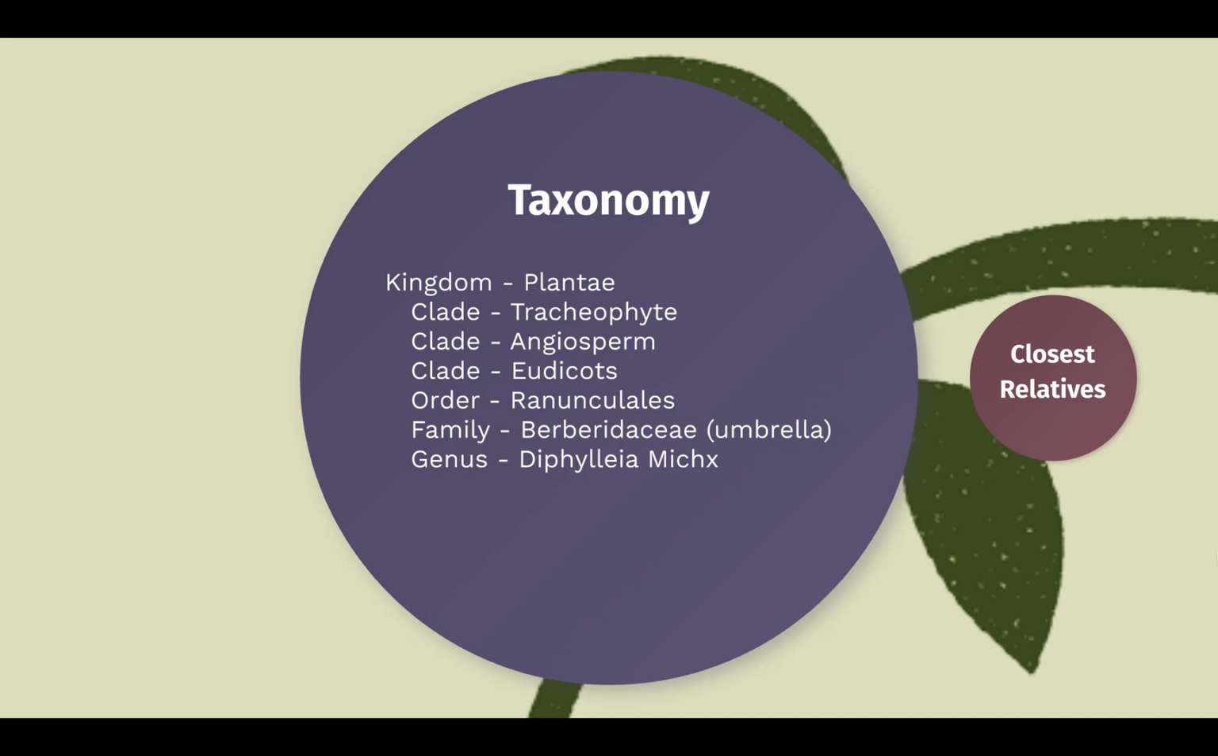The taxonomy's list goes as order, kingdom, Plantae, clade, the tracheophyte clade. The other clade is the angiosperm. And then lastly, the last clade is the eudicots. The order is the Ranunculales. The family is the Berberidaceae, also known as the umbrella leaf. And the genus is the Diphylleia Michx.